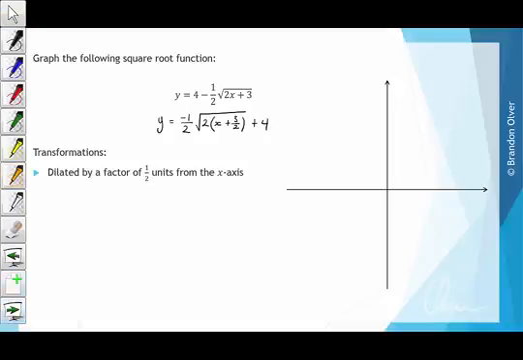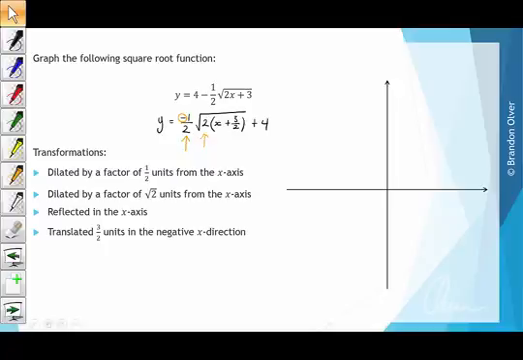The first thing we can notice is that it's been dilated by a factor of 1/2 from the x-axis, and that's that half there. It's also been dilated by a factor of √2 from the y-axis, because we can take out the √2 as being multiplied by the square root of x plus 3/2. Then we can see that it's been reflected in the x-axis, because of the negative sign out the front. We can see that it's been translated 3/2, or 1.5 units, in the negative x direction, because of the x plus 3/2 right here.